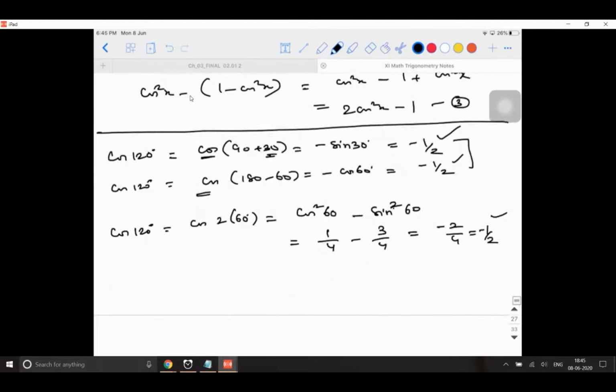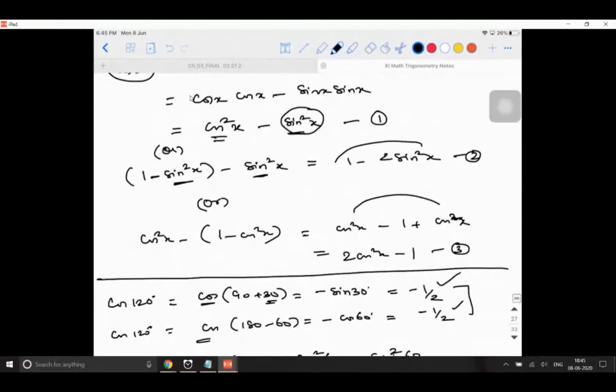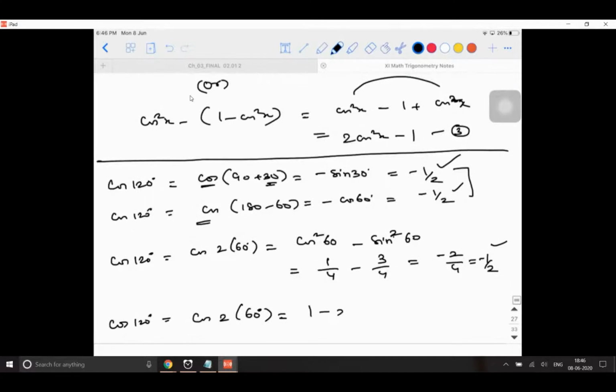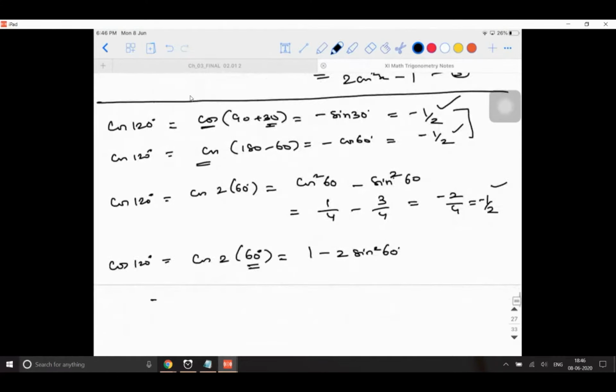Right? Similarly, if I want to find cos 120 degrees, I can write it as cos of 2 into 60 degrees. What is the other formula I can use for cos 2x? I can use it as 1 minus 2 sine square x. So that will be equal to 1 minus 2 sine square. Here what is the value of x? X is the angle, 60 degrees. So this will be equal to 1 minus 2 into sine square 60. Sine 60 is root 3 by 2, so sine square 60 is 3 by 4. So this and this will get cancelled. 1 minus 3 by 2 is still minus half.